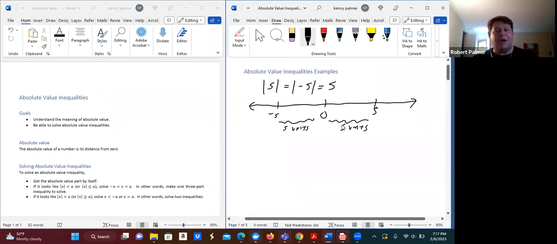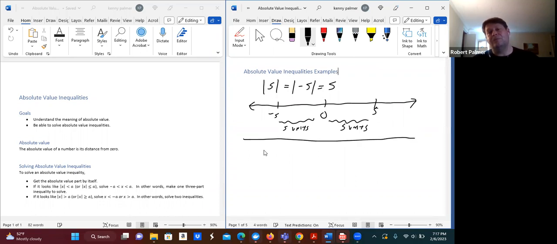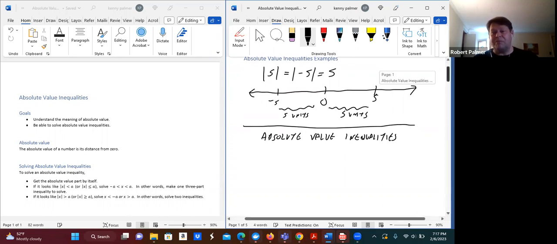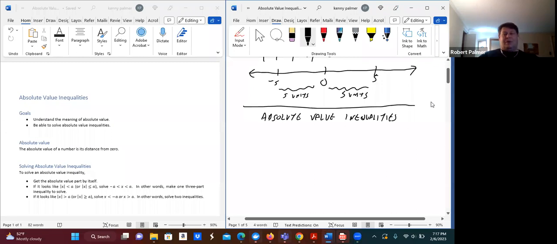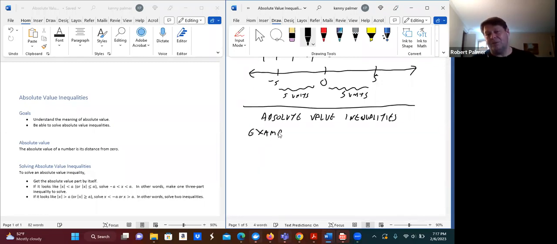All right. So now let's explain the idea of absolute value inequality. Essentially, there are two types of inequalities: when the absolute value is greater than a number, and when the absolute value is less than a number. So we'll look at each. All right. So first, let's take a look at a couple examples to explain the idea.